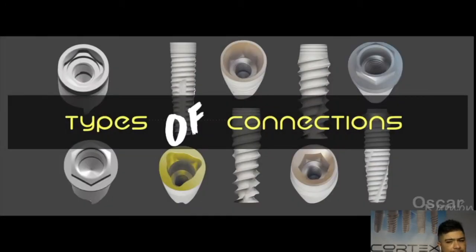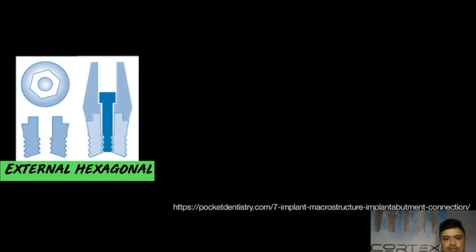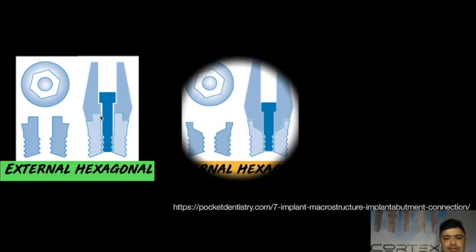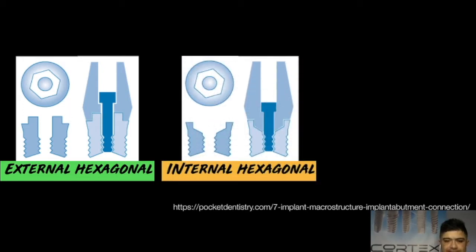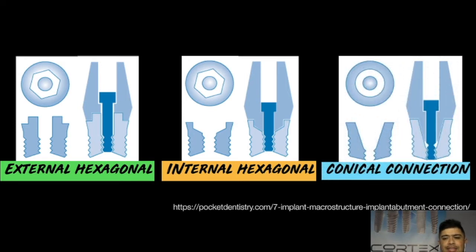When we talk about conical implants, we have to know about the types of connections. We have in general three types of connections. The first one is the external hexagonal connection. The second one is the internal hexagonal connection. And the third one is the conical connection. What's the difference between these different connections?